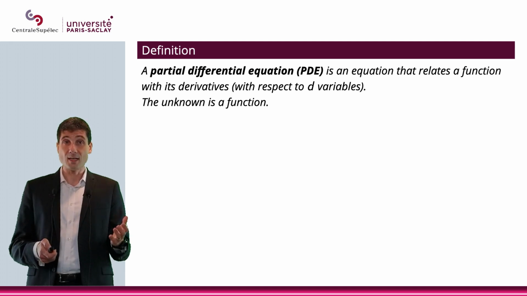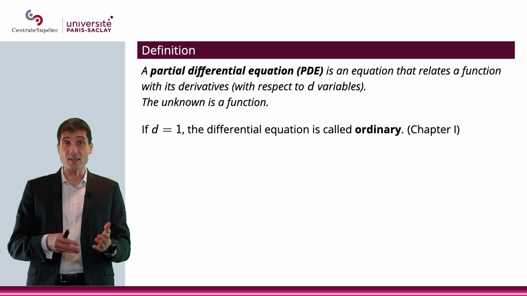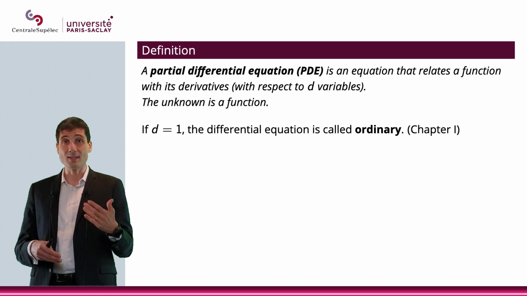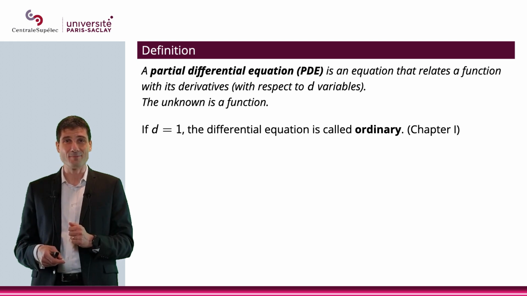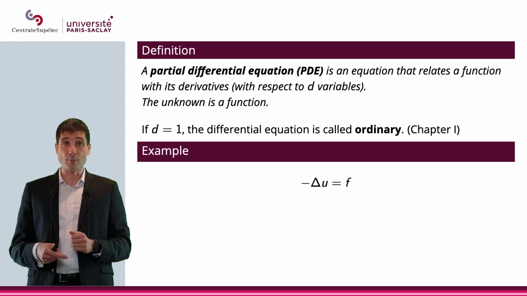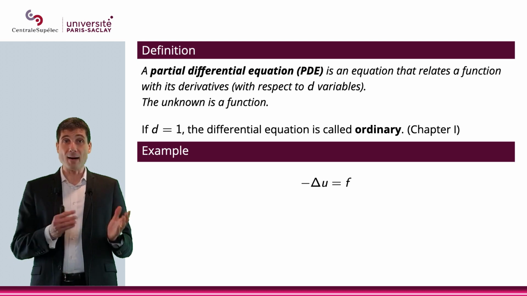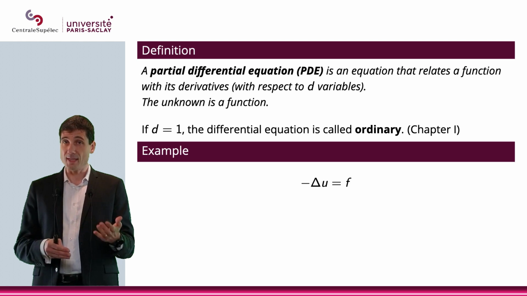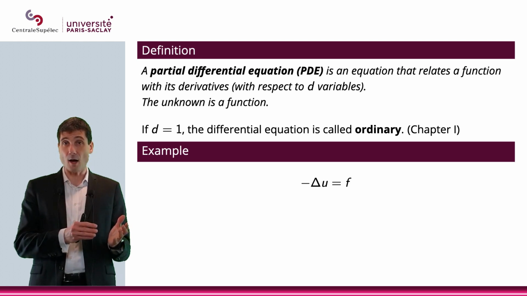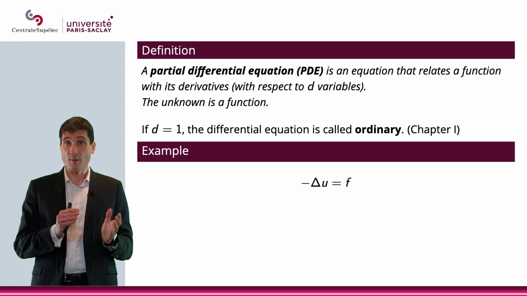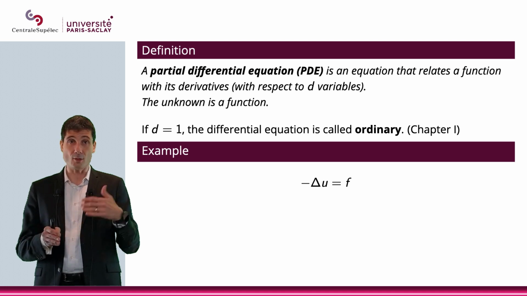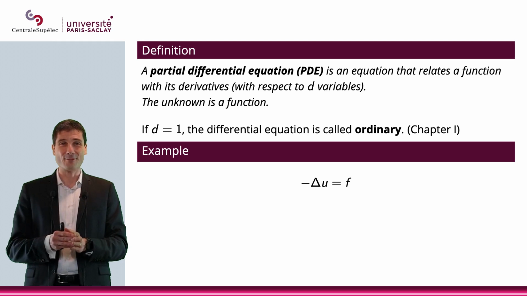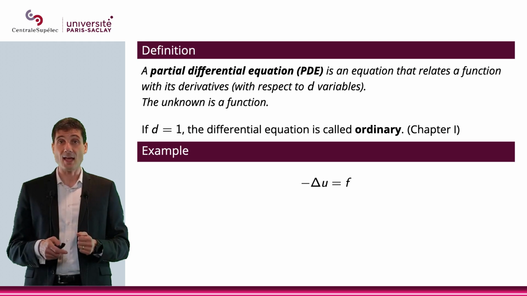Of course, if d is equal to 1, that is called an ordinary differential equation, and again, this is what we discussed in Chapter 1. Now, let me give you a few examples of PDEs. Minus Laplace u equals f will be a PDE, and the Laplace operator means the sum of the second derivatives. So it's the sum of the second derivatives of u, with a negative sign in front, equal to f. That is a PDE.